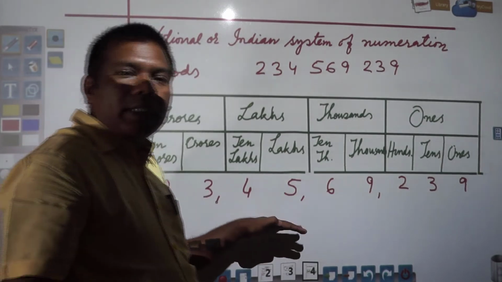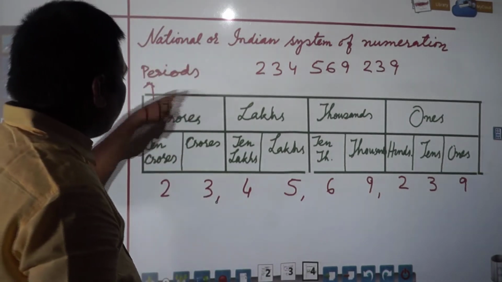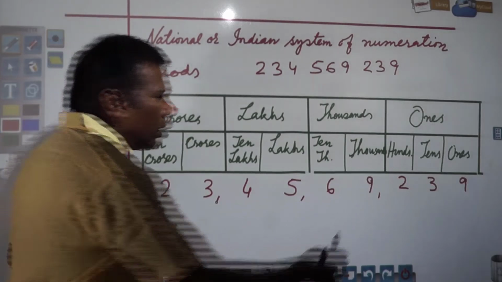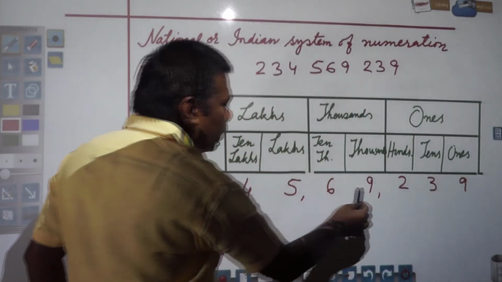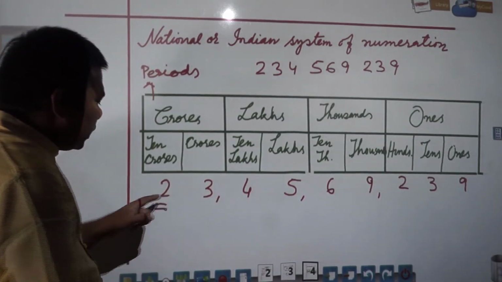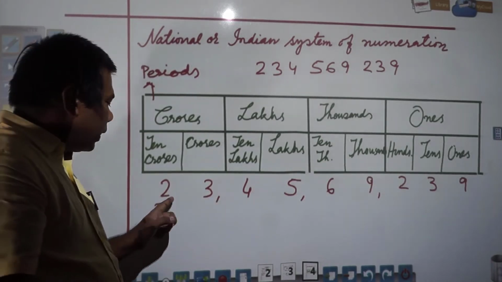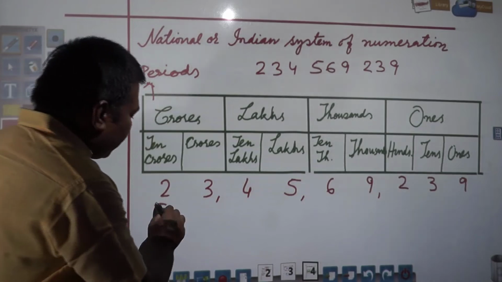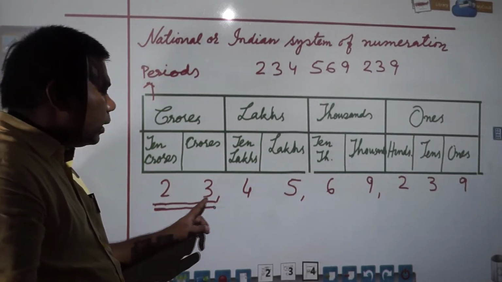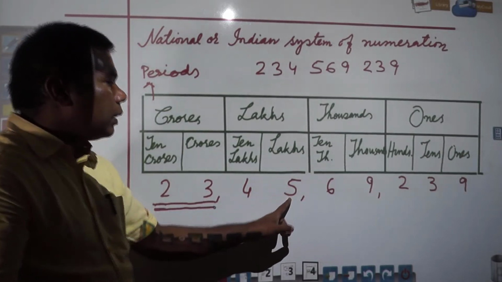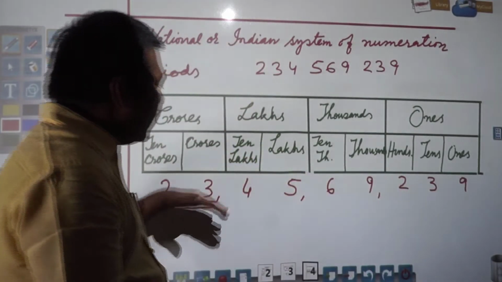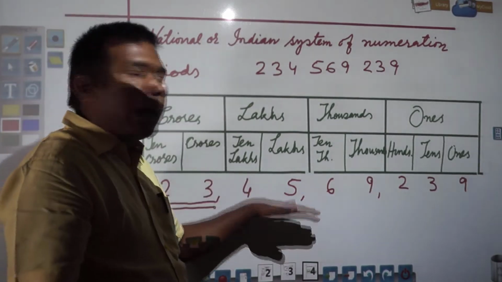Then how we will read this number, you see. This is in crores period. So in crores period you see this is in 10 crores place. Ones, tens, hundreds, thousand, 10,000, lakh, 10 lakhs, crores and 10 crores. So in place of 10 crore what you have is 2. So it became 20 crore. So together it will be read 23 crore, 45 lakhs, 69,239. So any number in this form it is written and it is read.